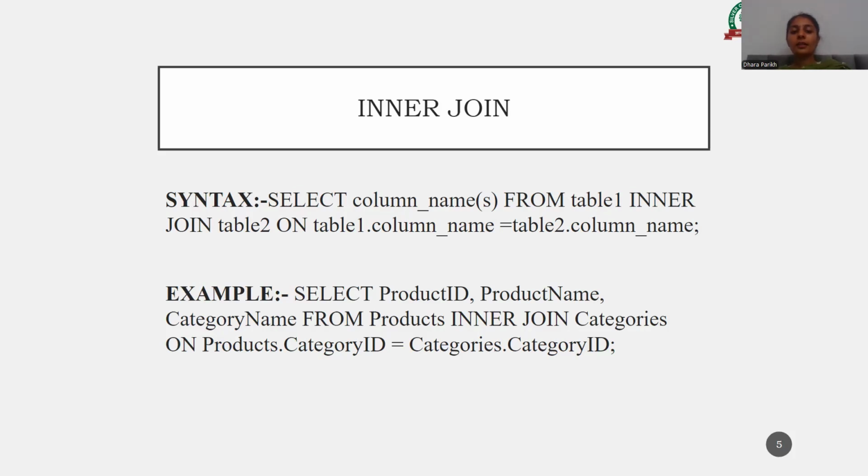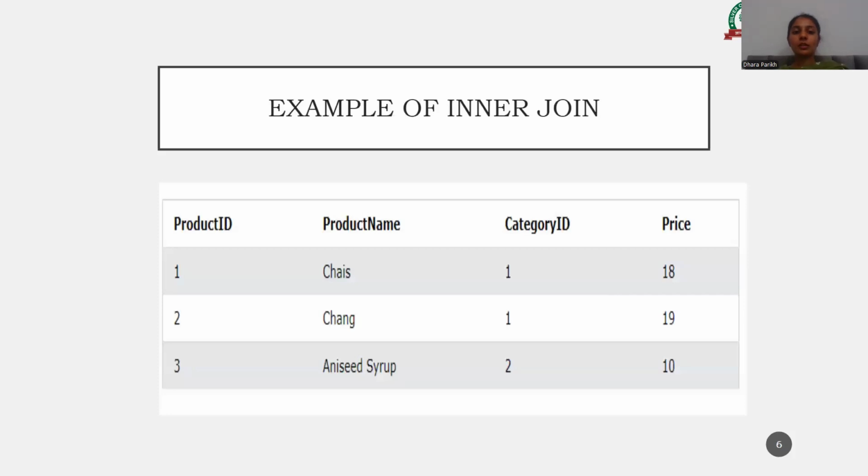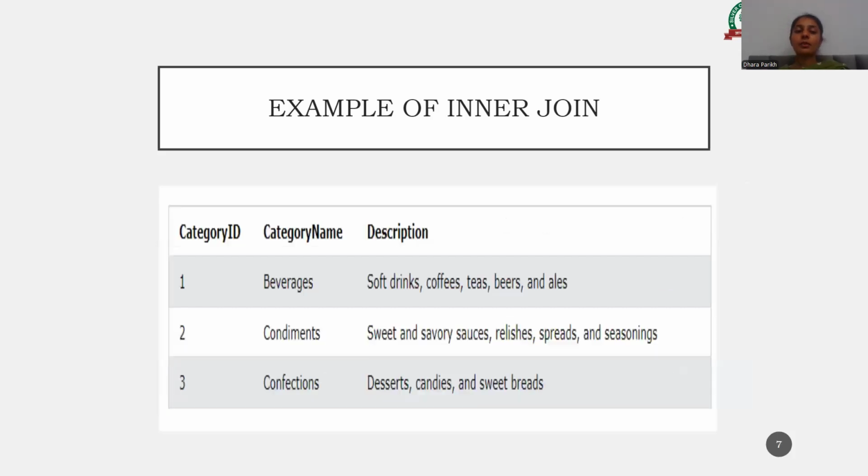Then the example is: SELECT product ID, product name, and category name FROM product table INNER JOIN categories table 2 ON product table's category ID is equal to categories table's category ID. Here is one product table, which contains product ID, product name, category ID, and price, with a random amount of data. The next one has category ID, category name, and description, which we call the categories table.